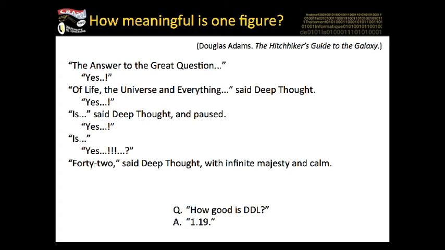So it's the same here in a way, really. I mean, if your question is, how good is DDL, or does it work, and the answer is 1.19, you want something a bit more than that, really. Especially because there's a lot of variation.